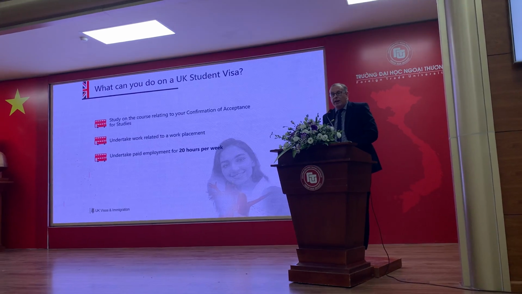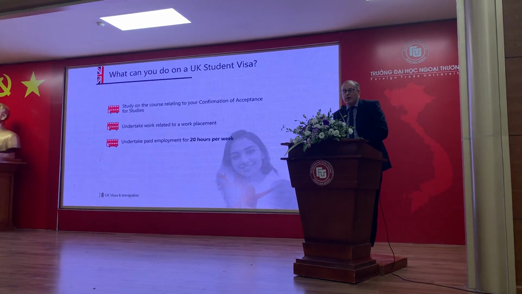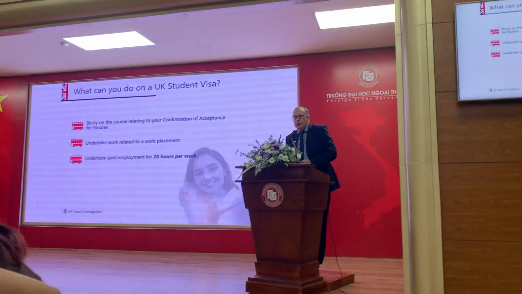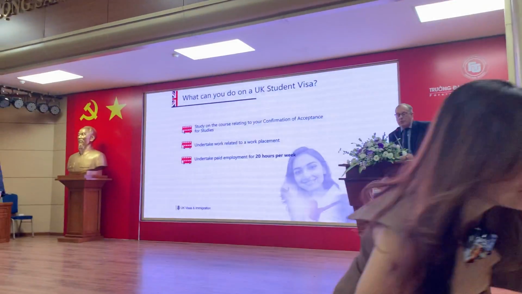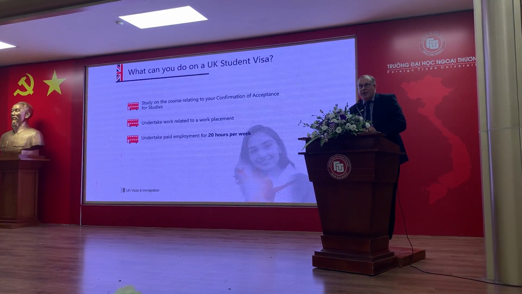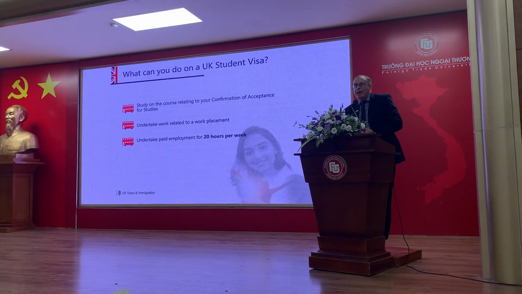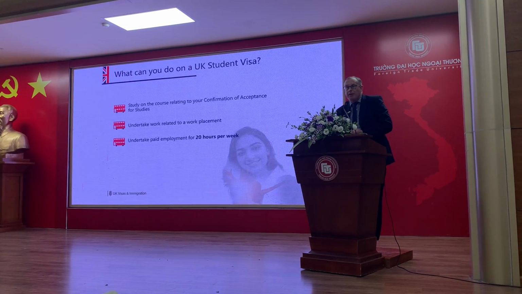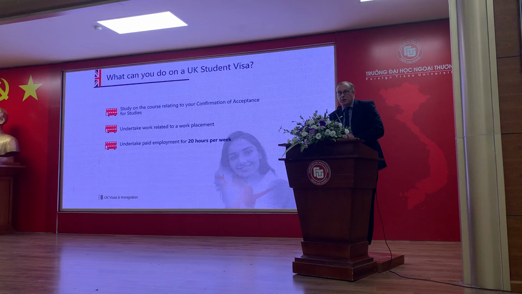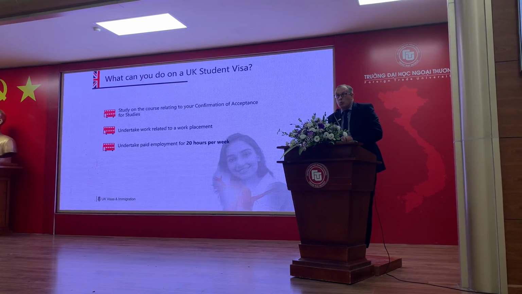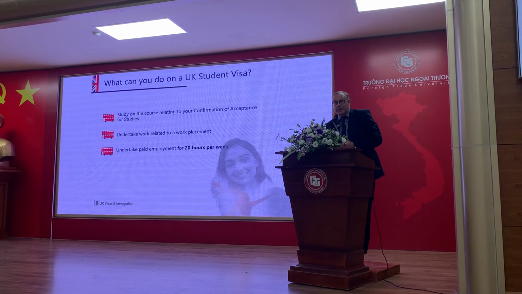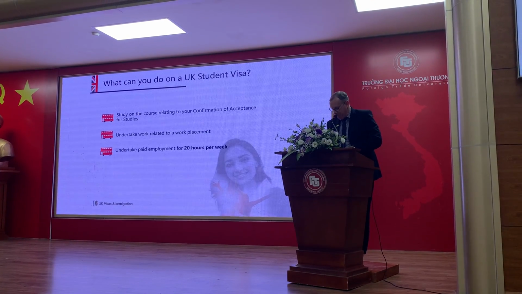If you obtain a student visa, what can you do on that visa? Firstly, you can study at the institution that you have been sponsored by. You can take a work placement, which is part of your course, and you have the ability to do some part-time work if you're at graduate level or above during the course of your studies. You're also able to work full-time on your visa outside of your study time, outside of term time.